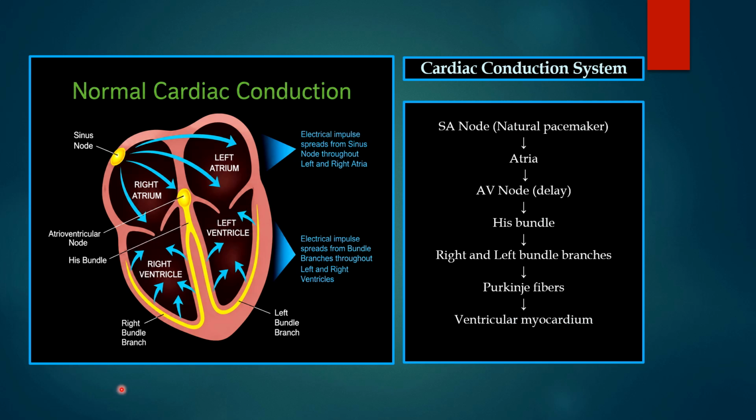The normal cardiac conduction. The heartbeat begins in the SA node, which is the heart's natural pacemaker. The electrical impulse spreads through the atria, causing them to contract and push blood into the ventricles. The impulse then reaches the AV node, where it is briefly delayed to allow the ventricles to fill. It then travels through the bundle of His, bundle branches right and left, and Purkinje fibers, causing the ventricles to contract and pump blood to the lungs and the rest of the body.